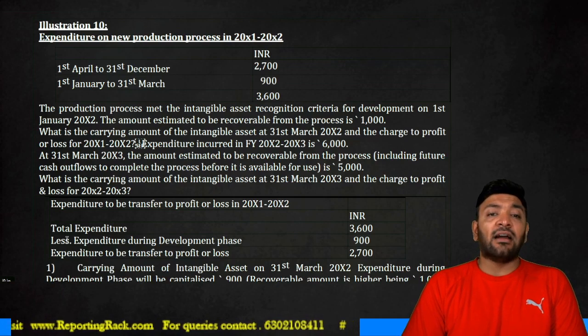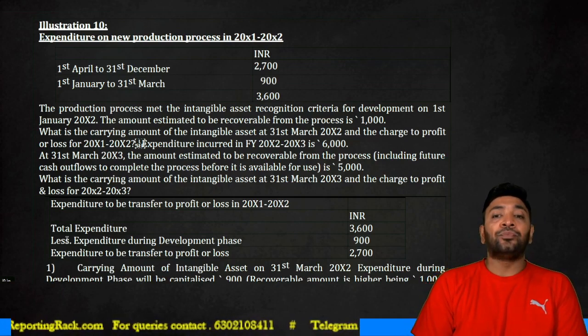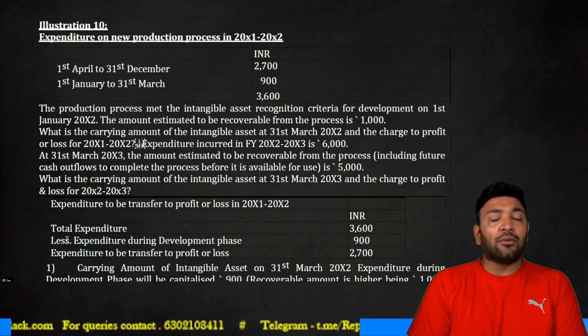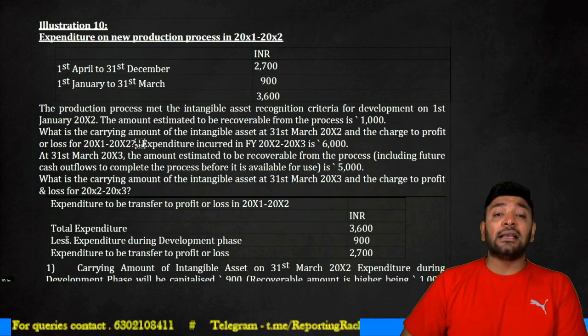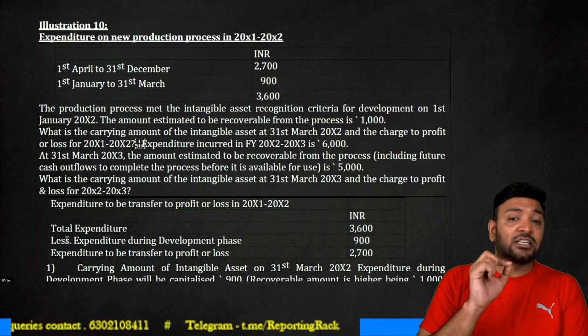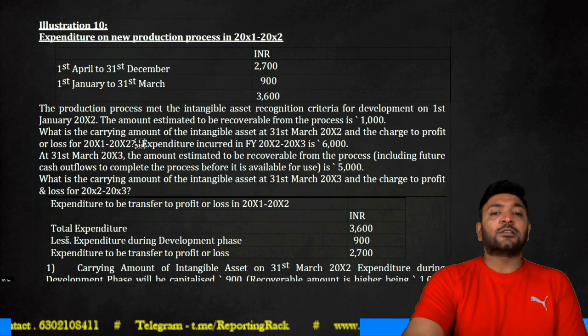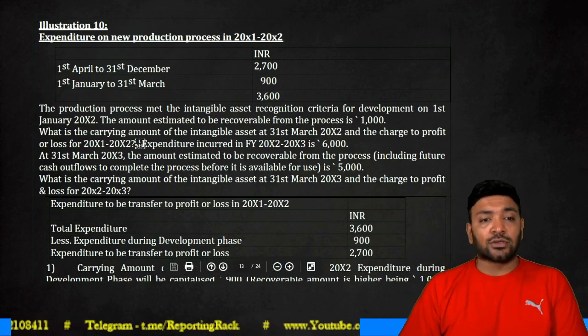What should be the carrying value on 31st March? Carrying value will be 900 only. And the charge to P&L for the year 2021-22 is the expenditure relating to research phase, 2,700. Clear? The expenditure incurred for the next year, that is 22-23, is 6,000.